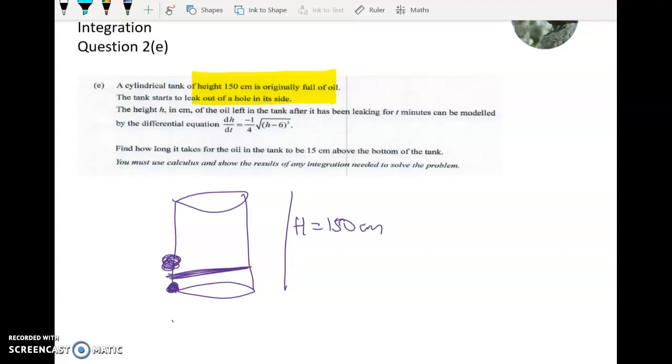And we're given this differential equation for dH by dt. The first thing I'm going to do is rewrite that without the surd notation, and then separate the variables. What we have to figure out is how long it takes for the oil to be down to 15 centimetres above the bottom of the tank. I'm going to solve this problem, which is all you needed to do in the exam, but then I'm also going to get an expression for H explicitly, and then use GeoGebra to graph it just to show you why our answer makes sense.